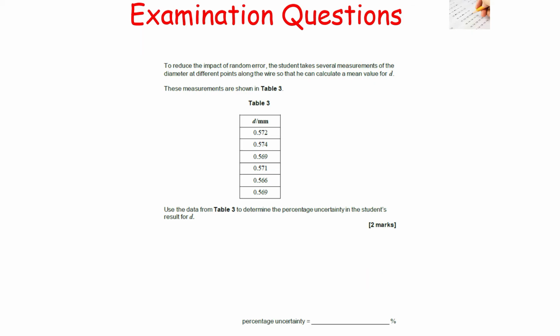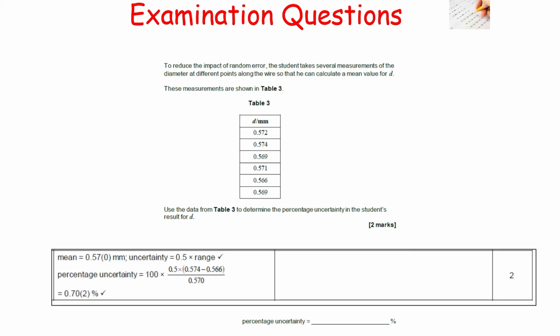Right, to work out percentage uncertainty when you're given a set of repeats, you've got to firstly work out the mean value by adding up all the values and dividing by the number of values that you've got, but also bear in mind you exclude anomalies if there are any. I don't believe there are any in this experiment. So you work out your mean to be 0.57 millimeters. Now the absolute uncertainty for repeated values is going to be half of the range. The range is the biggest number minus the smallest number, and you do half of that. Therefore, to work out your percentage uncertainty, it's your absolute uncertainty, which is half of the range, divided by the mean, times by 100, which is 0.70%.